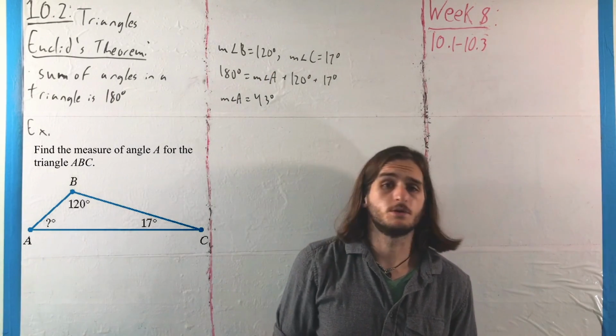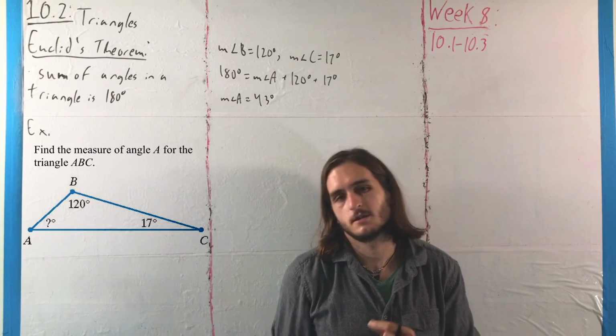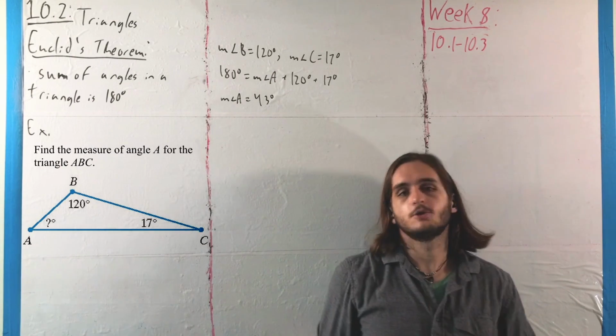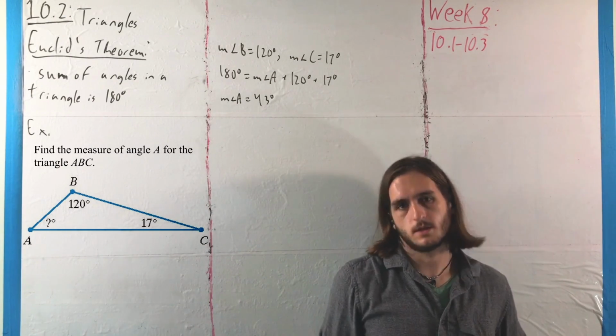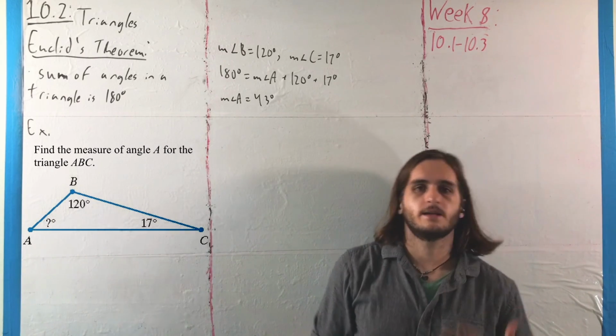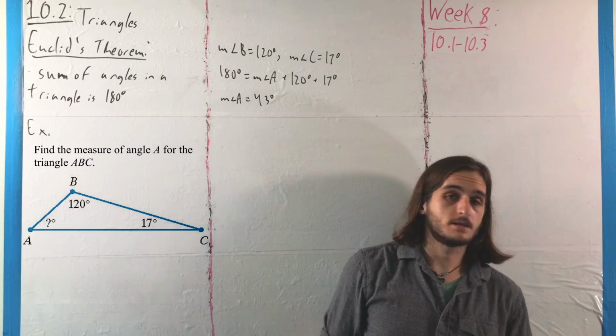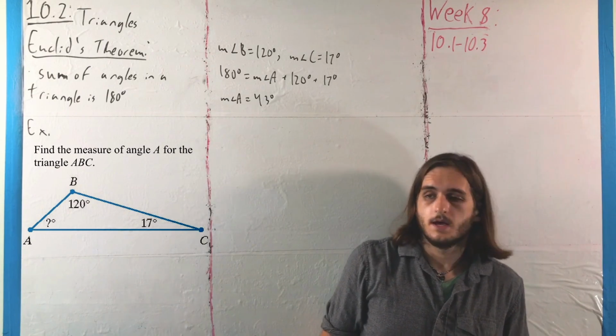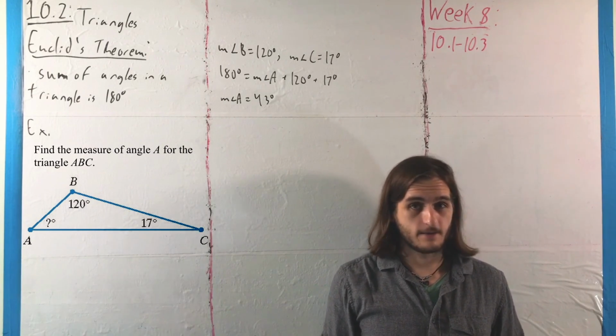Pretty straightforward to use Euclid's theorem if we're given our two parts, but we're not always necessarily given the two parts. We have some more general things we want to deal with here. And so next, what we'll look at is the way that we can classify triangles based on, well, their angles, as well as some other important properties that we have when dealing with them.